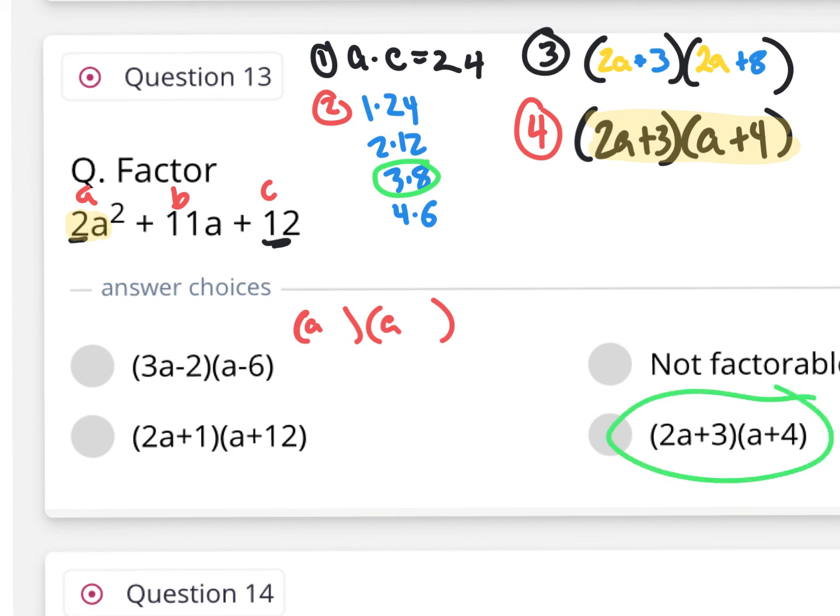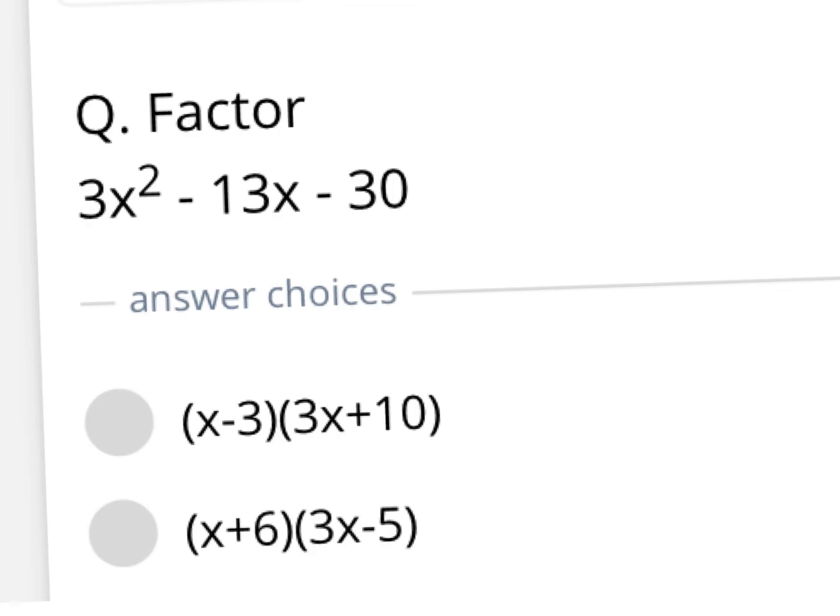Moving on to question 14. That's another one, right? Same exact thing. The a value is not 1. The b value is negative 13 and the c value is negative 30. So the a value is not 1, which means you cannot jump right into thinking what times what is 30, that if I combine together is negative 13. You cannot do that. Why not?